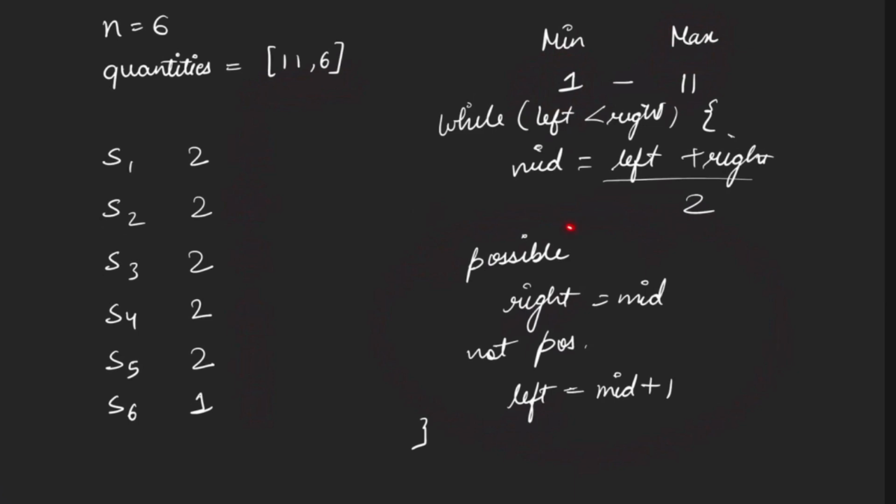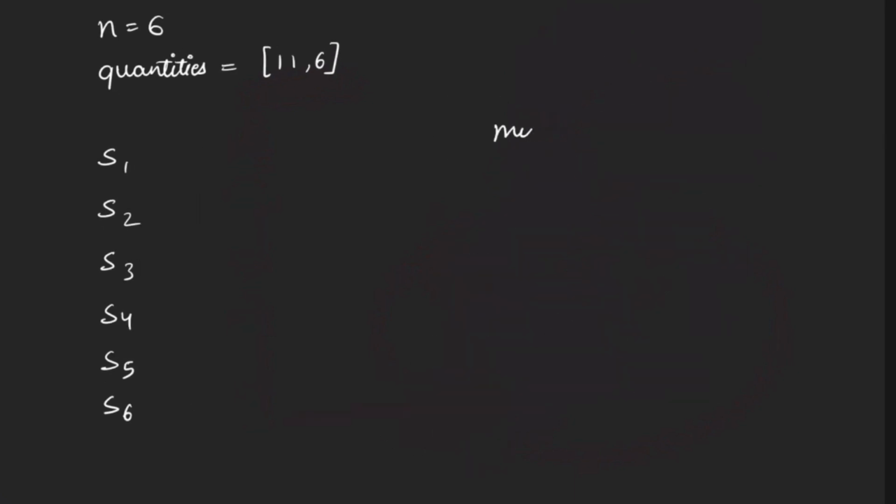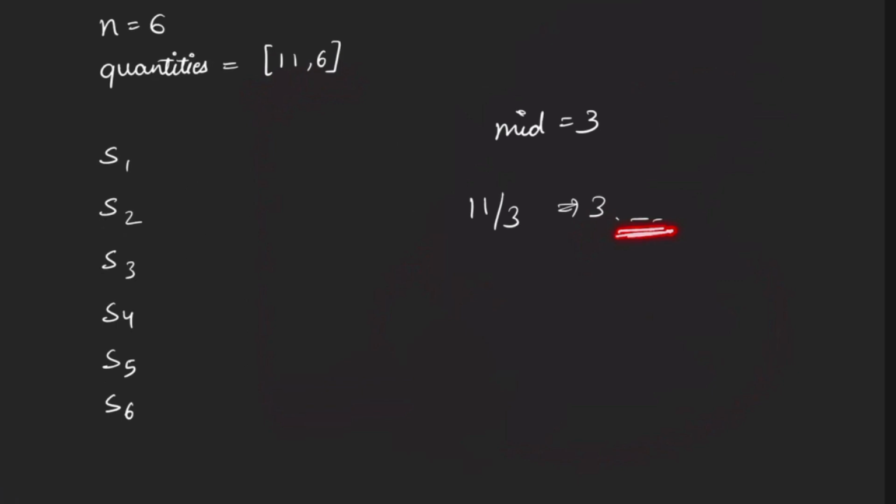Now, how are you going to identify whether, for a particular mid, we are able to distribute the quantity or not? That is also very simple. Let's suppose my mid is 3. Then how will you distribute? You know that you need to distribute 11 quantity, so you will do 11 by 3. This will give you 3 point something. That means 3 stores I for sure need for giving 3 quantity, and for whatever is the remaining decimal part, I need 1 more store. So it gives me 3 point something, which means to these 3 stores I will assign 3 quantity.